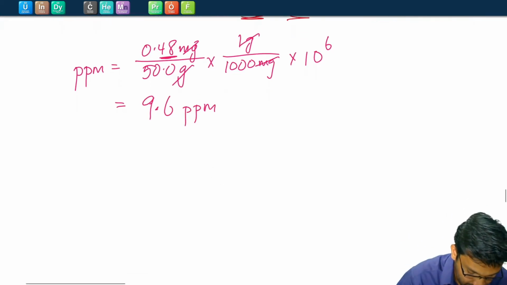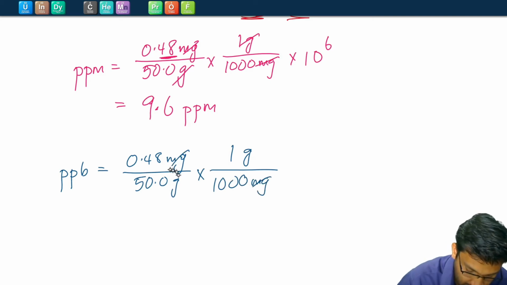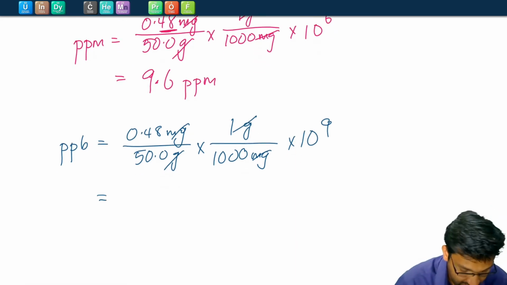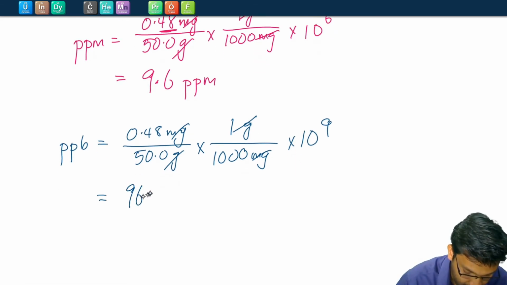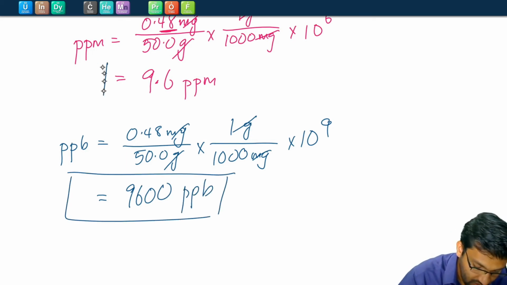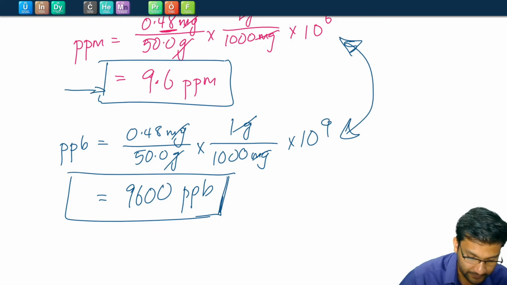Let's do the same for parts per billion. 0.48 milligrams of solute over 50.0 grams of solution. Convert this to the same units so that they can cancel out. And it's parts per billion, so it's multiplied by 10 to the 9. Plug these in your calculator and you should get 9600 parts per billion. Remember, parts per billion will be 1,000 times larger than parts per million, so we didn't necessarily have to do all this calculation. We could have figured it out from parts per million.